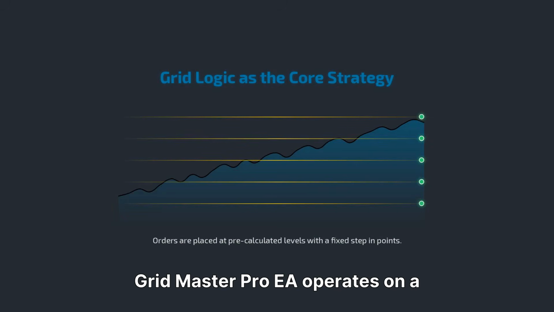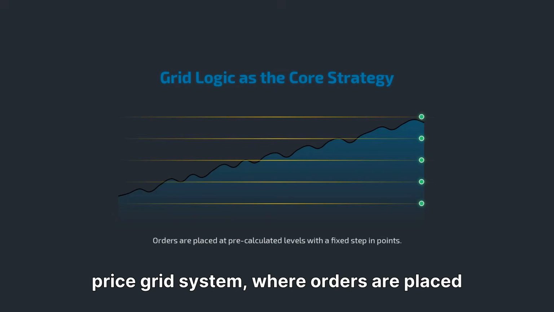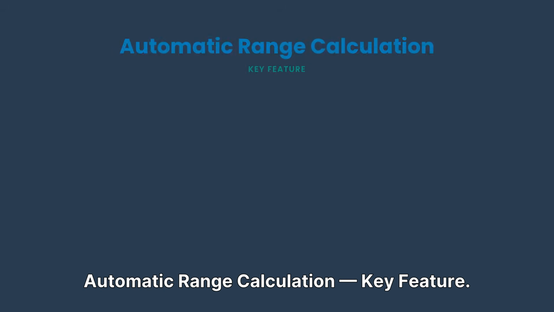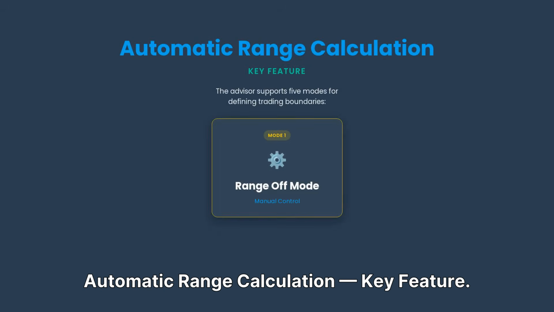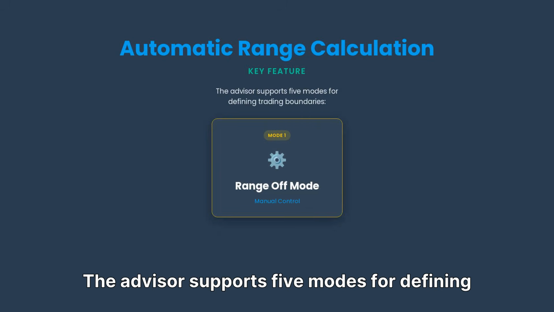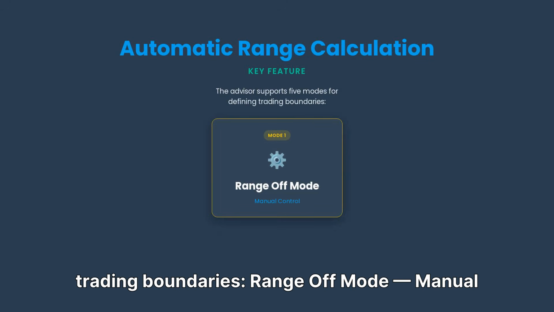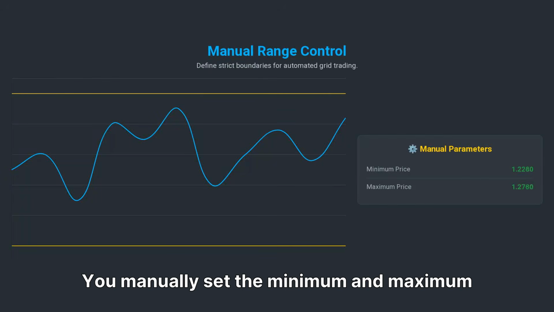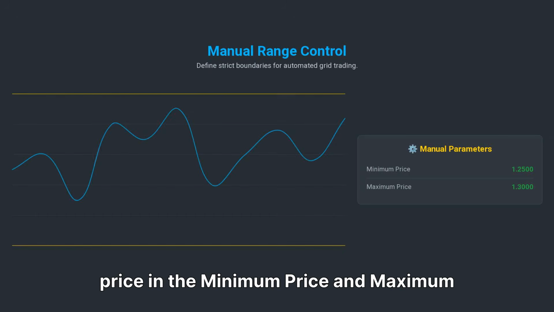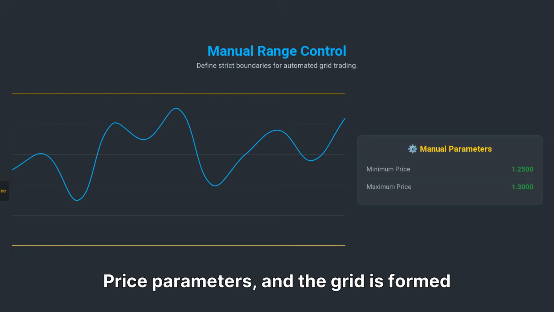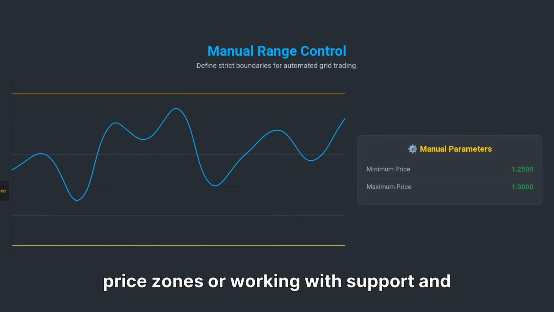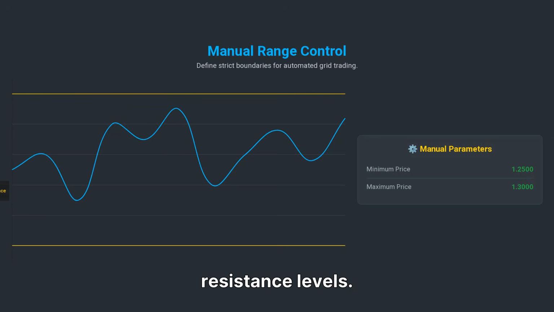Gridmaster Pro EA operates on a price grid system, where orders are placed at pre-calculated levels with a fixed step in points. Automatic range calculation, key feature. The advisor supports 5 modes for defining trading boundaries. Range off mode, manual control. You manually set the minimum and maximum price in the minimum price and maximum price parameters, and the grid is formed strictly within these boundaries. This is ideal for trading in known price zones or working with support and resistance levels.